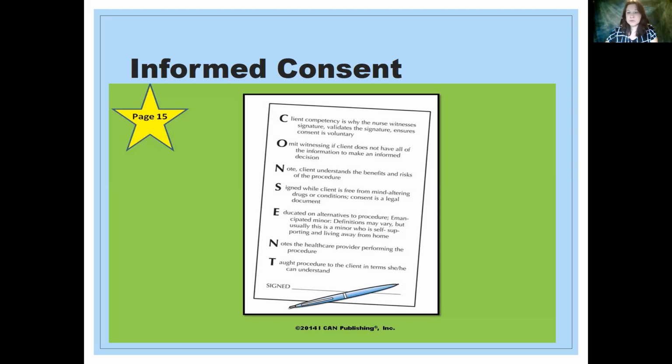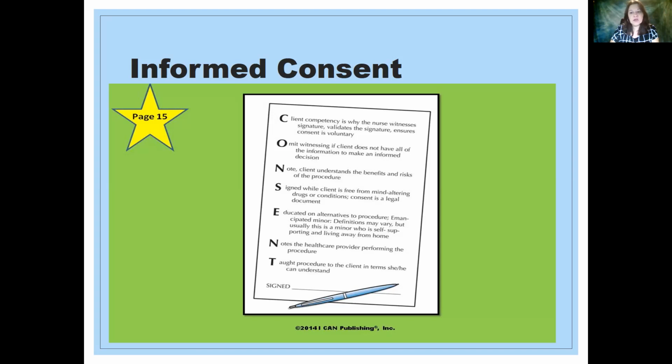So let me tell you what the nurse needs to do. The role of the nurse in informed consent is simply to confirm that the signed consent is there and answer any questions that the patient may have about the consent. The nurse may have to have the client sign the consent form, and the nurse would then sign as a witness, but only after the healthcare provider has explained the procedure to the patient.